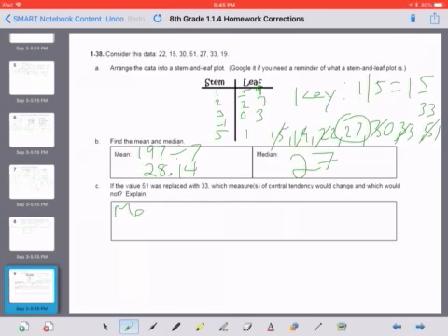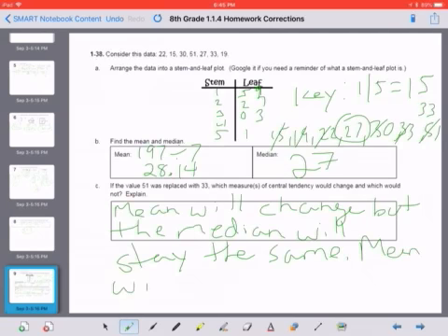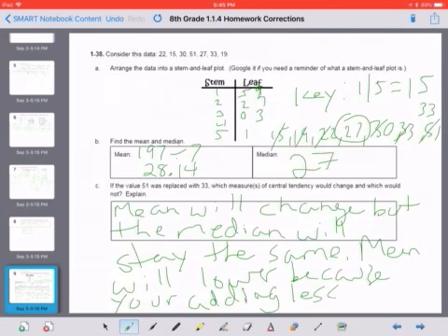So the mean will change, but the median will stay the same. And the reason is the mean will be lower because you're adding less. So you want to make sure you explain yourself that yes, the mean's going to be lower because we're going to add a lower number.